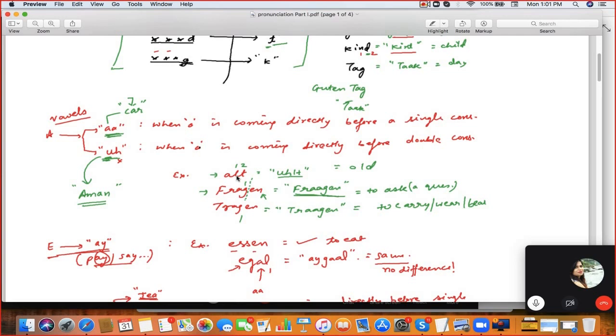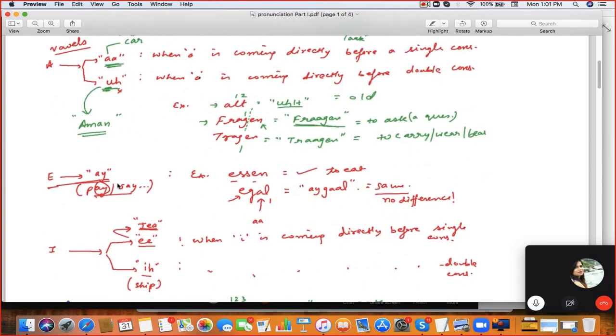Next is E. E is having the A sound. E is not having any counting. It is just the A sound. Got it? Okay. E is just having the A sound. So speak this example, Essen and egal. Essen. Egal. Yeah, Essen and egal. Yes. Next is I.